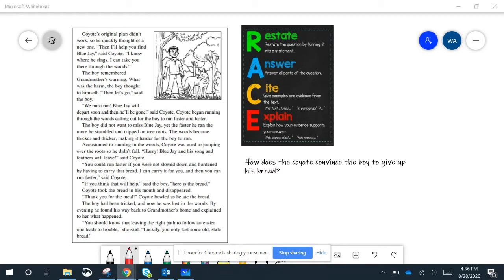Welcome to our language arts lesson for today. Today I'm going to be teaching you about a strategy called RACE. RACE stands for Restate, Answer, Cite, Explain. This strategy of RACE is something we're going to use to help us answer questions completely in language arts, and it can also be used in math and science.